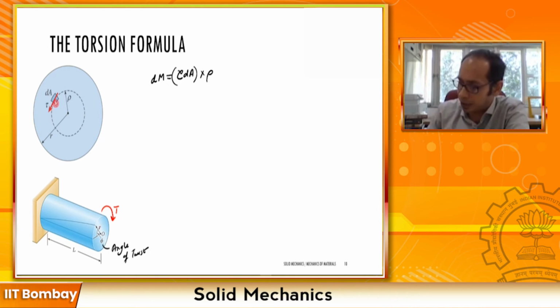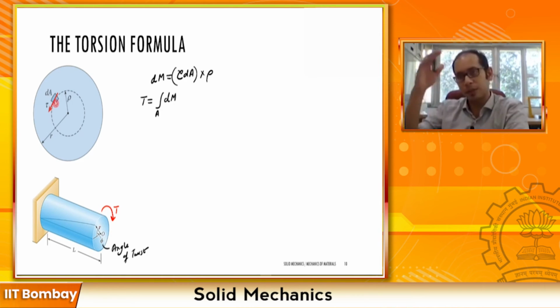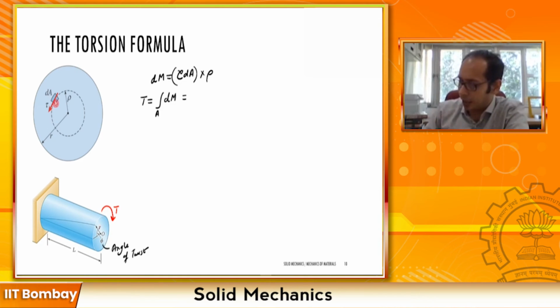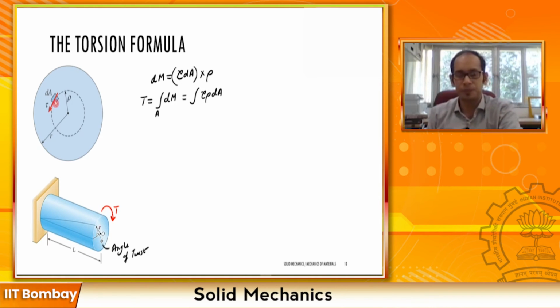So my torque T is going to be the integral over dm, over the entire area of the cross section that is there. So we can write this as the integral of tau rho dA, right? Now let's keep it here and let's look at some of the relationships which we just derived.